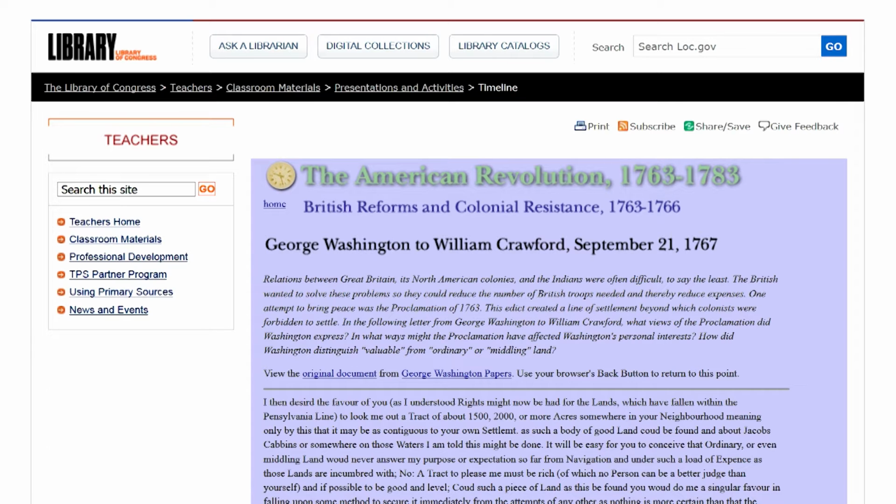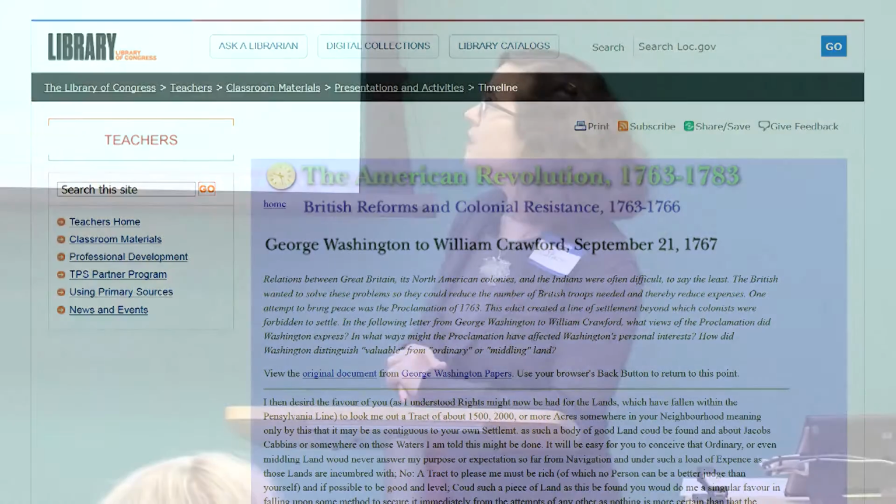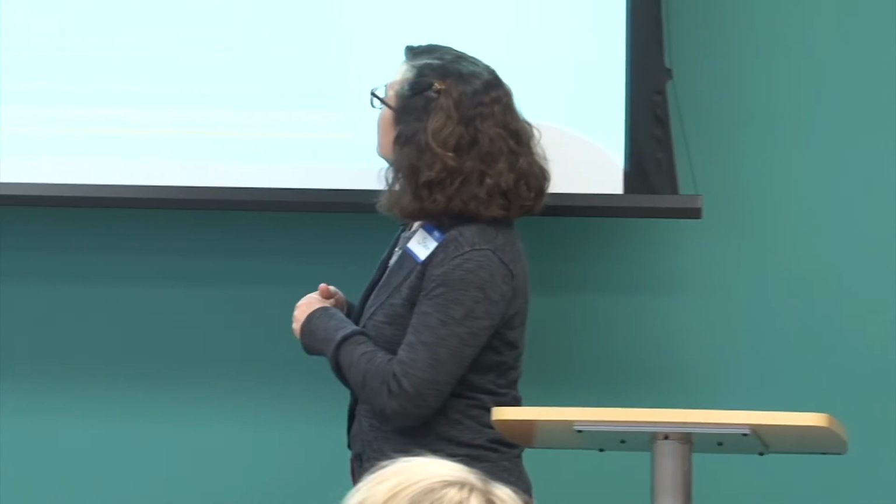So this was a letter that he wrote to his pal William Crawford in 1767. So this is before he's president. This is before the Revolutionary War. So this is where he's a land surveyor, and he's getting rich off of this, right? And it also makes him very familiar with the lay of the land, which helps out when he's a general. So this is what is going on.